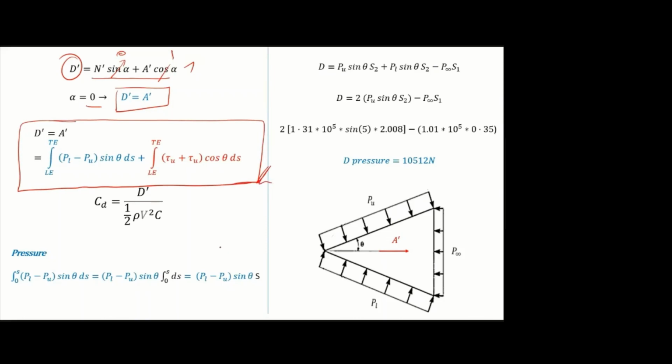For the thin object, we know PL, PU, tau U, tau L and all. Substitute here, you will get D dash. Then using this equation, you can find the CD. Drag divided by half rho V squared C. Actually, this is area. The object is 2D. We are taking only the chord. This is equal to span into chord. For 2D, span is equal to 1. So I'm taking only C here.